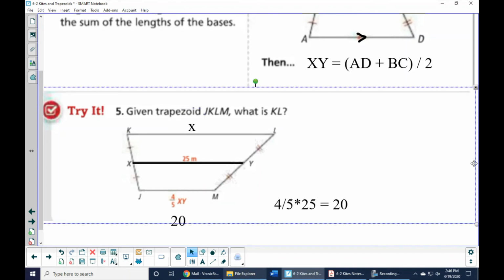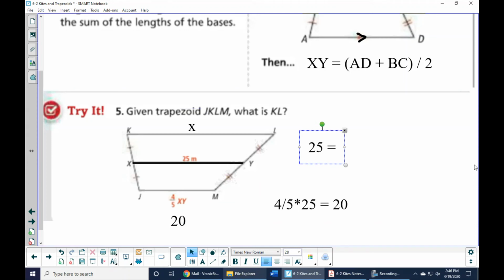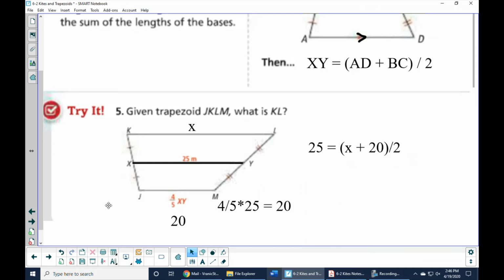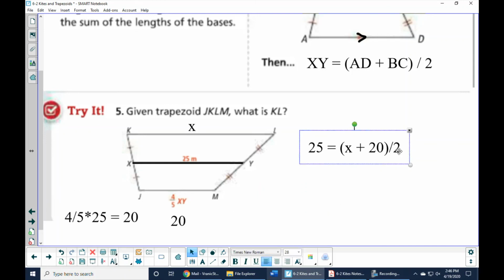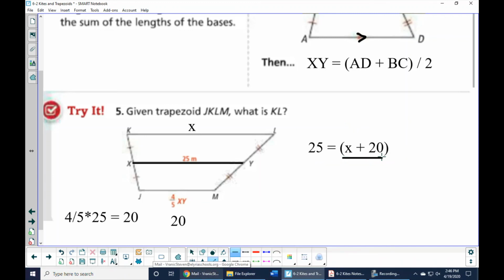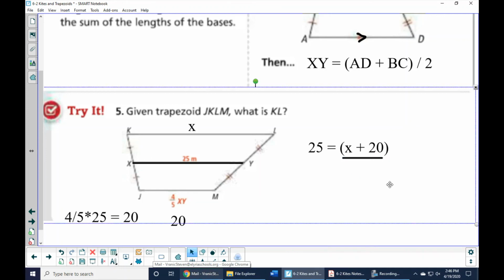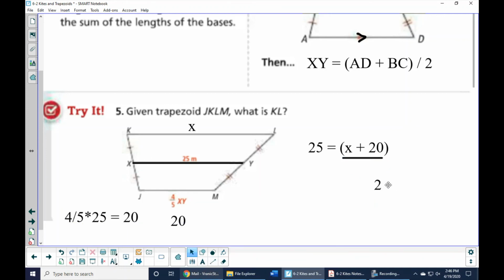So let's follow kind of this format. The mid-segment, 25, equals, parentheses, the two sides that we know, X plus 20 divided by 2. Okay, I'm going to move this over. X plus 20 divided by 2. I'm going to make this look a little bit better because we're going to have to solve this. Divided by, not X, 2.